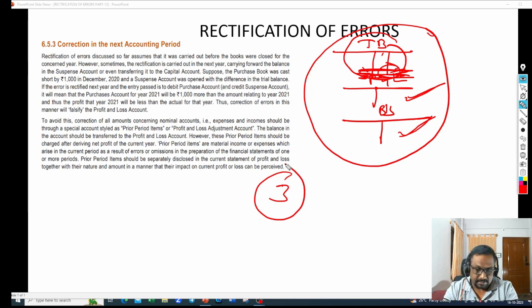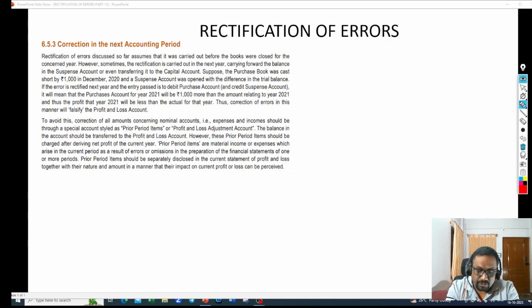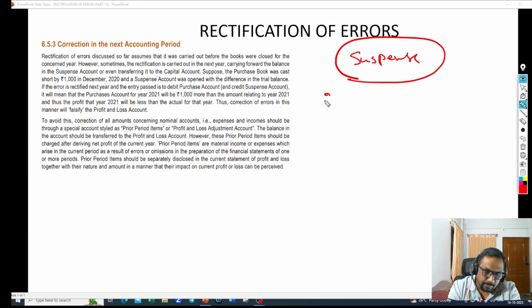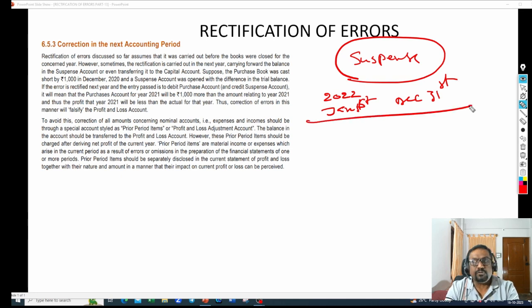Are you clear? Next, another important point you need to keep in mind here is, trial balance has suspense account, so this suspense account is carried forward. Now, you have completed 2022, January 1st to December 31st year got closed. You prepared trial balance, you prepared balance sheet, and there was a difference. The difference was posted to suspense account. That suspense account balance has some amount. With that amount, you prepared your profit and loss account and balance sheet as well. Are you clear so far?